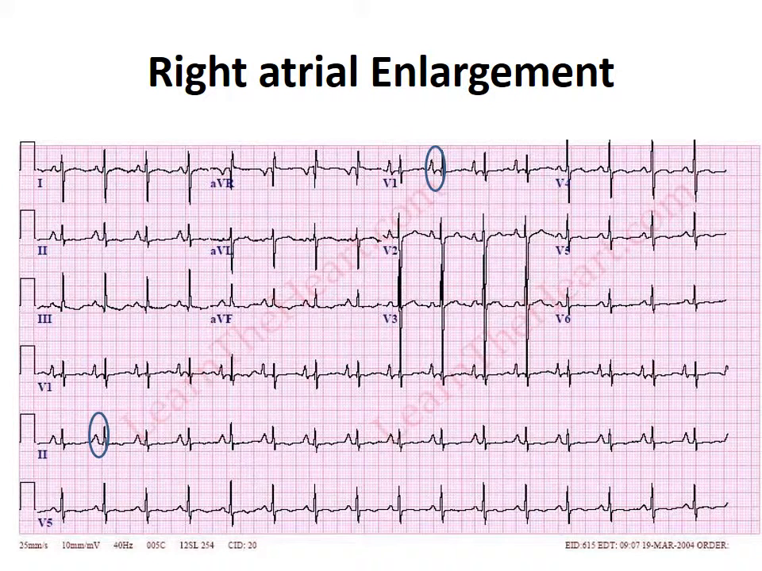So here's an example, right atrial enlargement. You've got a big peaked P wave right before the QRS in lead V1. You see it in other places, but V1 just stands out the most, and that would be atrial enlargement. Lead V1 primarily corresponds to the right atrium.